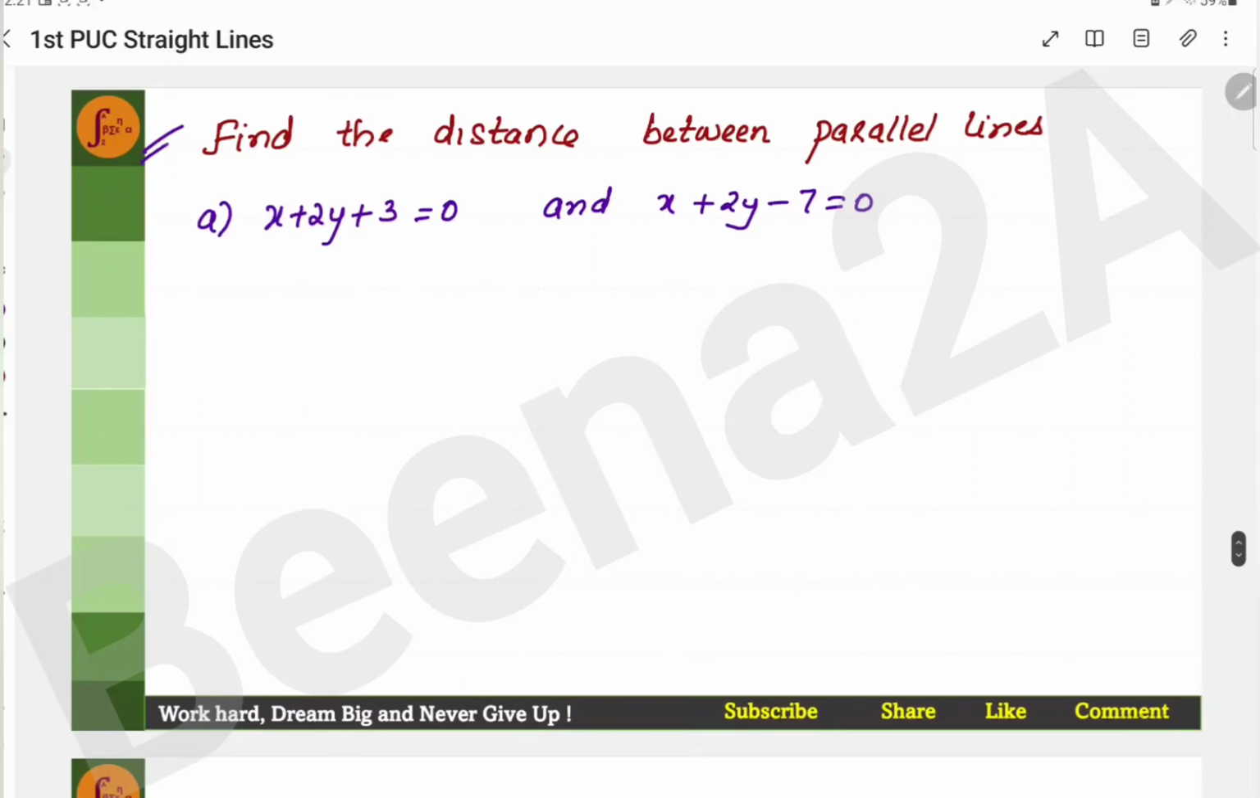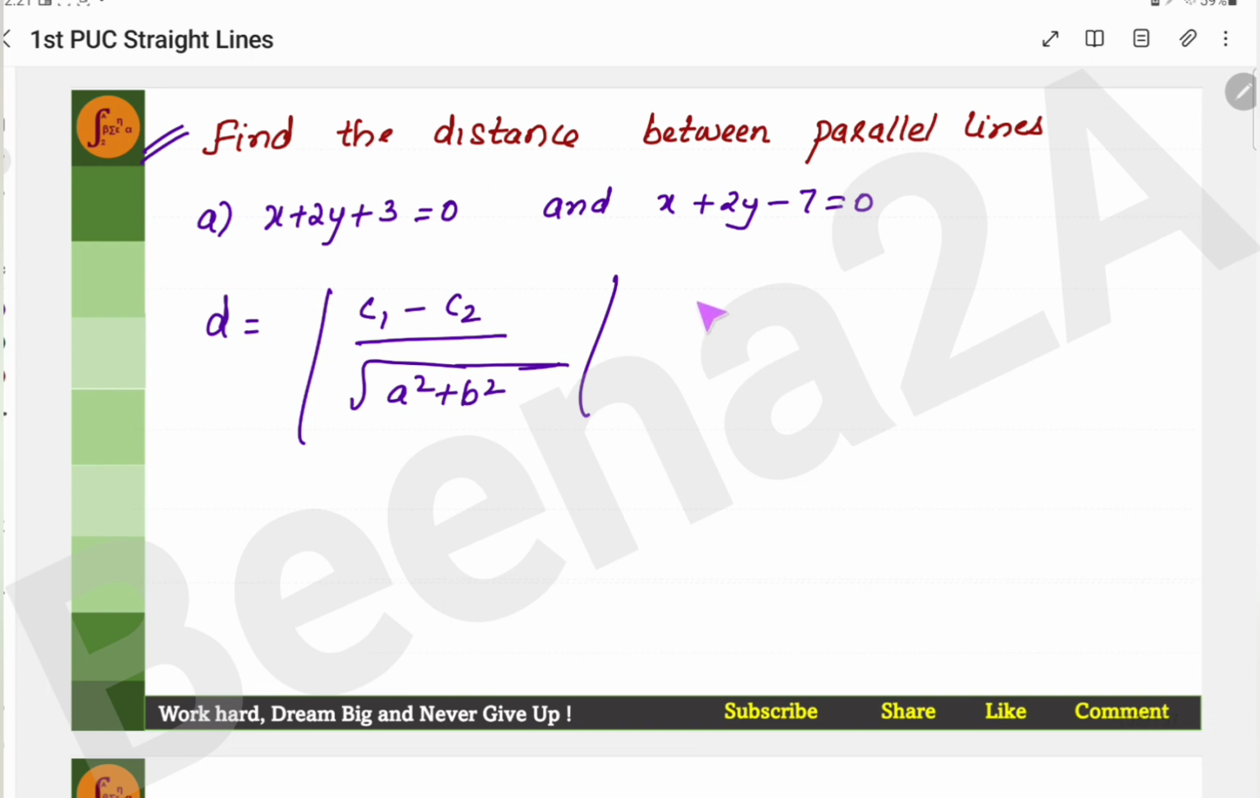Now, let's look at parallel lines. Find the distance between parallel lines. What is the formula we said? Distance is the modulus of C1 minus C2 by the root of a square plus b square. You notice a and b are the same. These first two terms are the same. Only these numbers are different. So this will become C1, this will become C2.